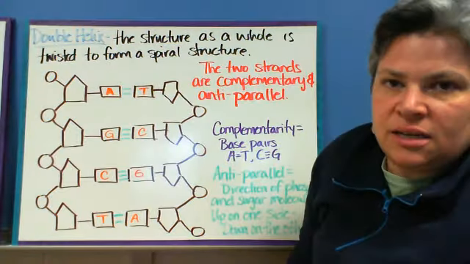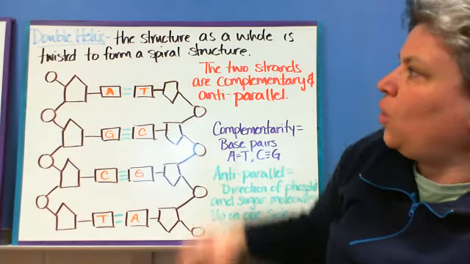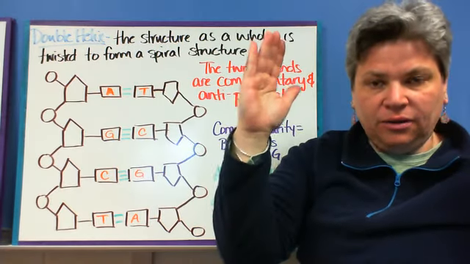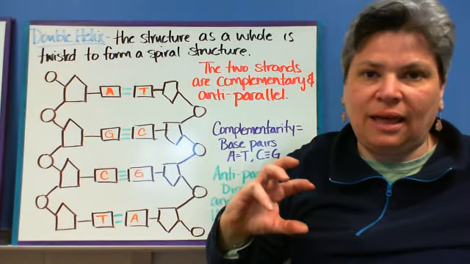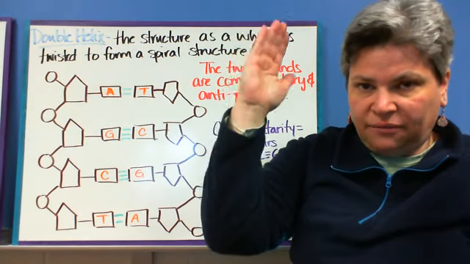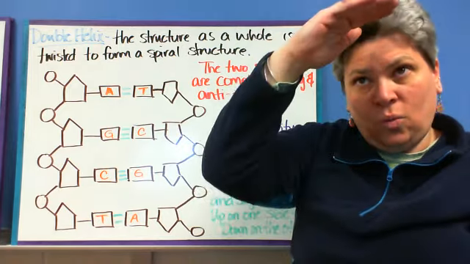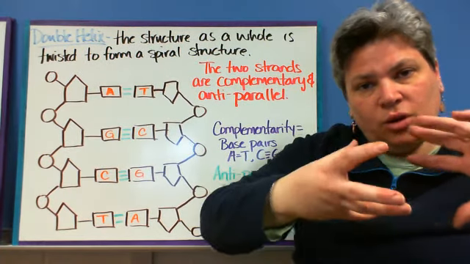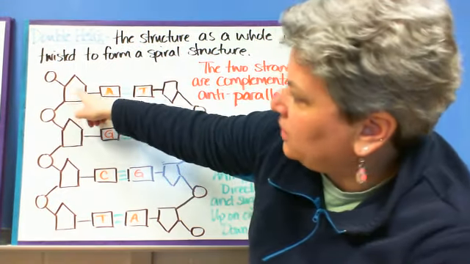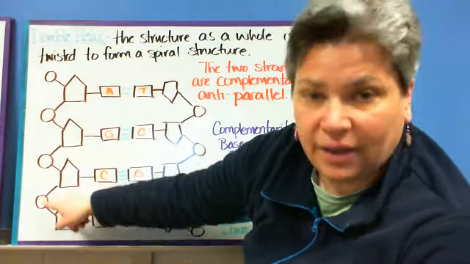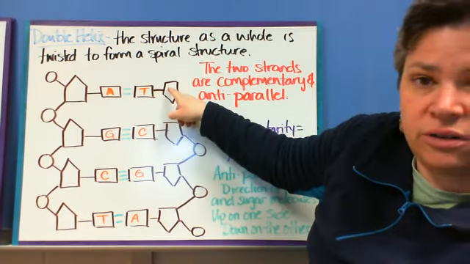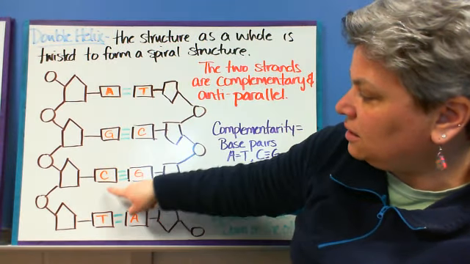So we find DNA in a double helix, meaning the structure as a whole is twisted to form that spiral structure. So remember, think about a ladder, a regular ladder, and then twist that ladder. And when you twist that ladder, you get a spiral staircase. So we're going to take that phosphate sugar upright with the bases in the middle, and we're going to twist that to give us a double helix. So if we look at it, phosphate, sugar, phosphate, sugar, and so on. And my bases are connected in the middle.